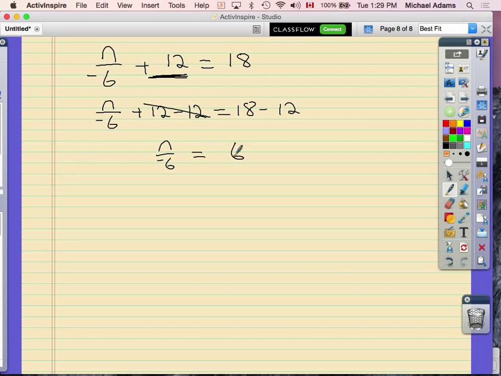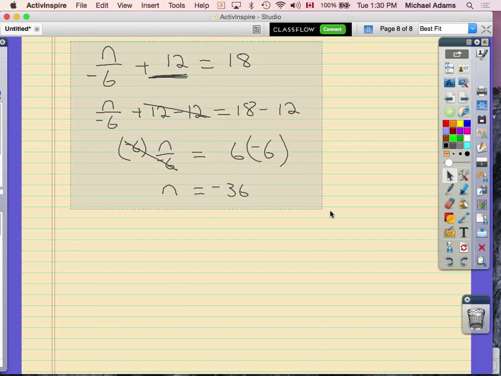Now, we should know what to do from here, because we did it already. So n divided by negative 6, the opposite of that is to multiply by negative 6. What I do to one side, do to the other. Here, the 6's cancel out. Leaves me with n. On this side, 6 times negative 6, well, that's going to give me negative 36. There's my answer. So now, what's left to do?